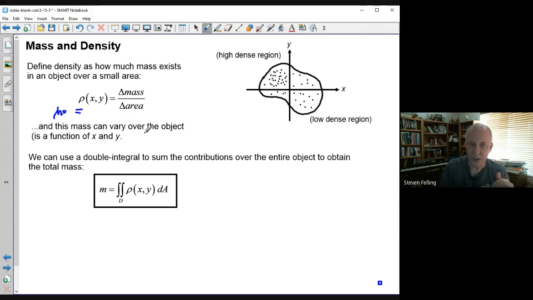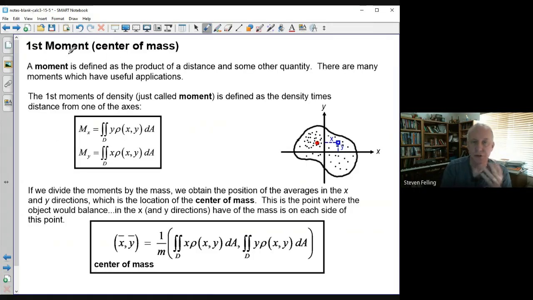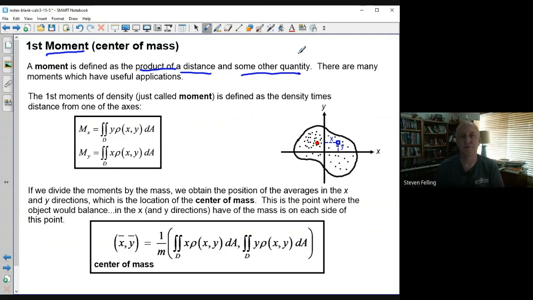So if I wanted to figure out the total mass, then I just need to sum up the density over the entire region. And so we define the mass as the double integral of the density over the area, right? Very straightforward. Okay, but there's also these things called moments. A moment is defined as the product of a distance times some other quantity. And there's a lot of different moments and they have different uses.